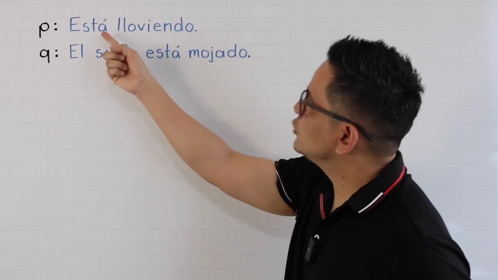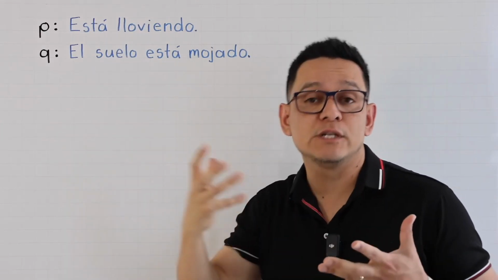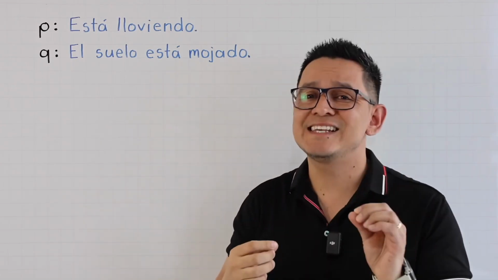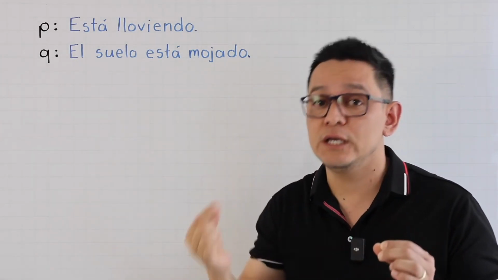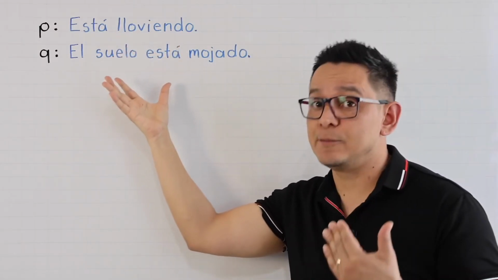In logic, the word "and" connects two propositions. For example, I'm going to use the letter P to represent the proposition "it's raining" and the letter Q to represent the proposition "the ground is wet." Both are simple propositions, but we can connect them using a connector, which in this case will be the logical operator "and." So we get "it's raining and the ground is wet."